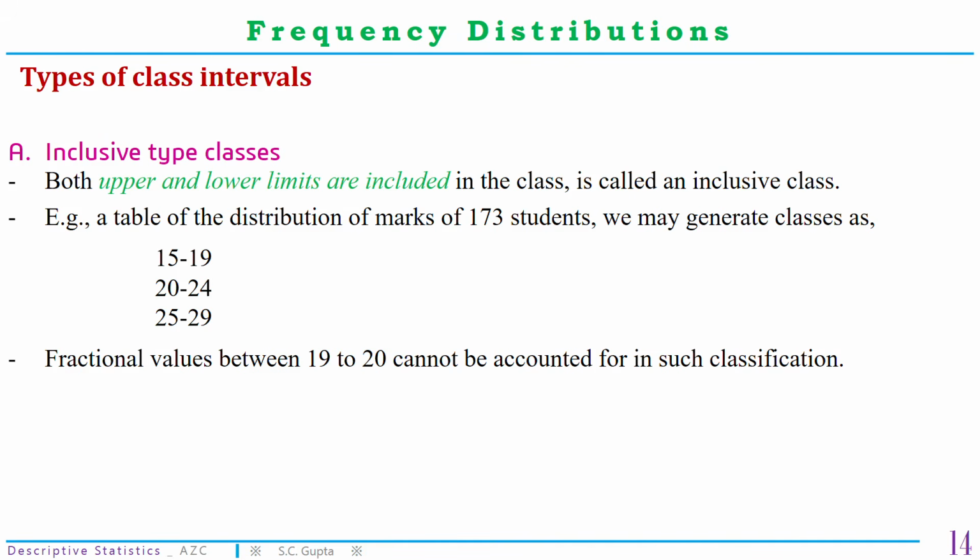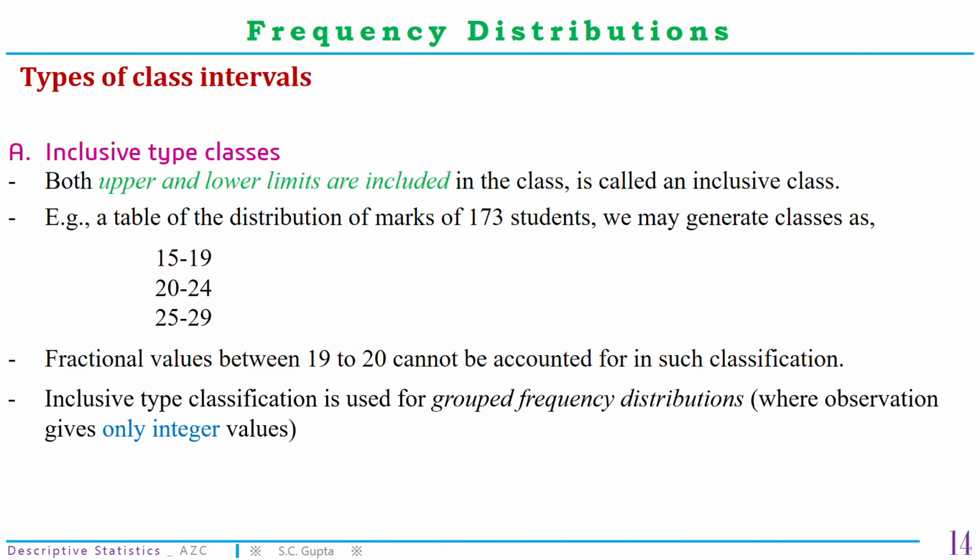Types of class intervals. First is inclusive type classes. If both upper and lower limits are included in the class, it is called an inclusive class. For example, in a table of the distribution of marks of 173 students, we may generate classes as 15 to 19, 20 to 24, 25 to 29. Fractional values between 19 to 20 cannot be accounted for in such classification. Inclusive type classification is used for grouped frequency distributions, where observation gives only integer values.